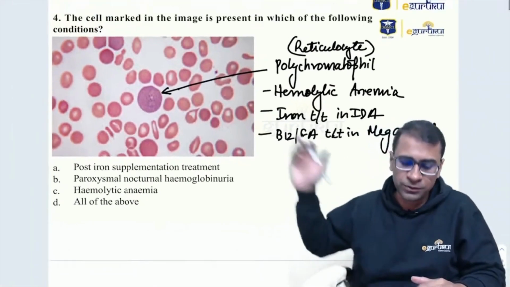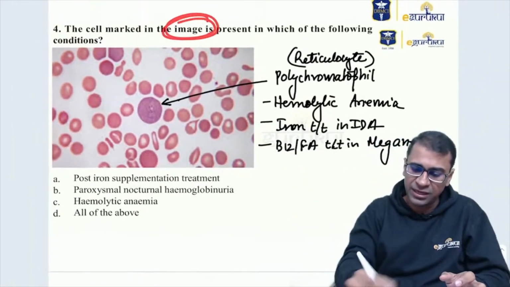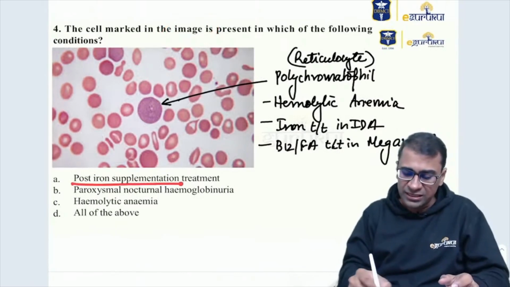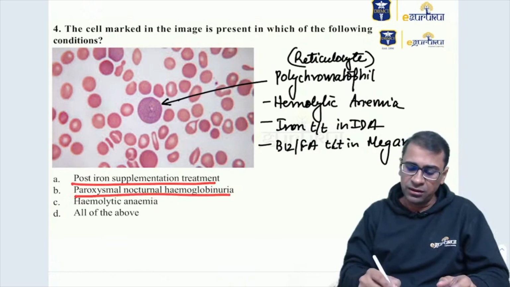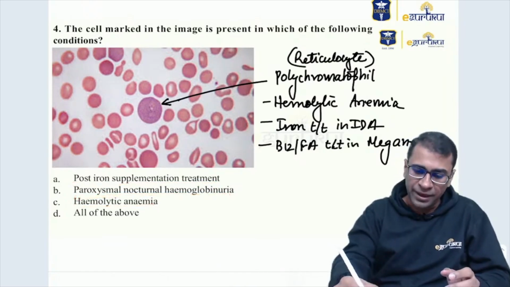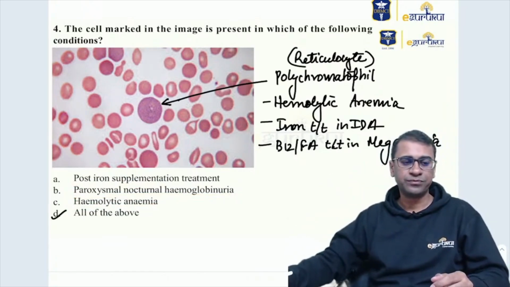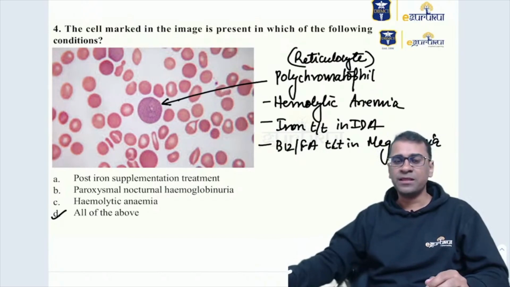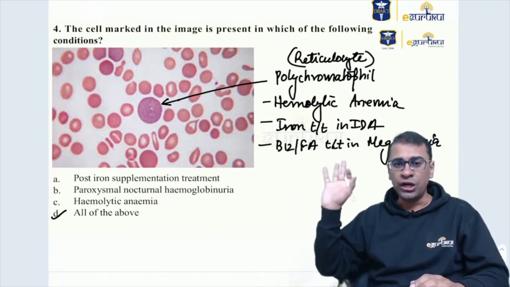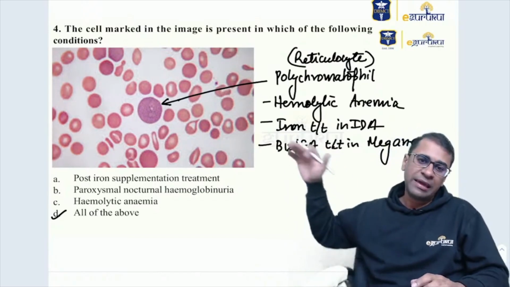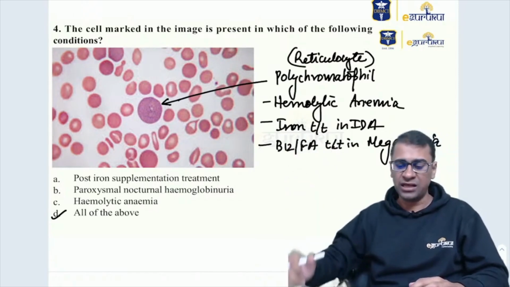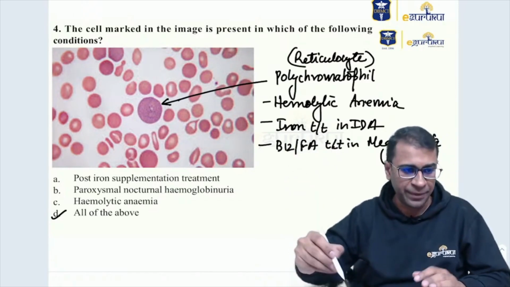So for example, the options: the cell marked in the given image is seen in the following. Yes, it can be seen post iron therapy. PNH is again a case of hemolytic anemia. Which type of hemolytic anemia? Intravascular. And hemolytic anemia is obviously the answer. So the best answer is D. Not A, B or C separately, but the best answer is D here.